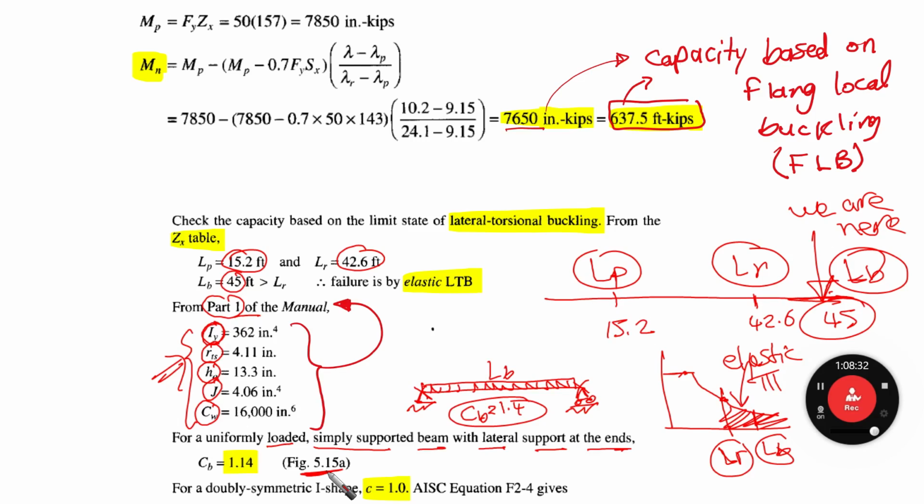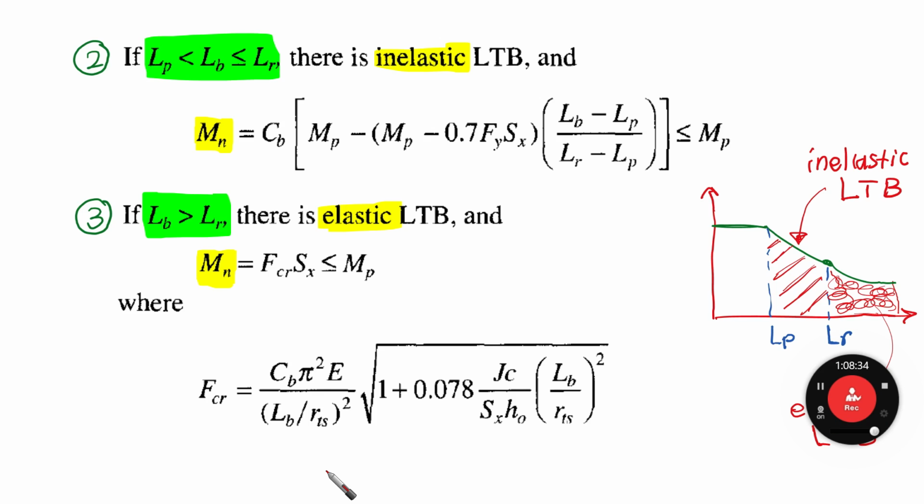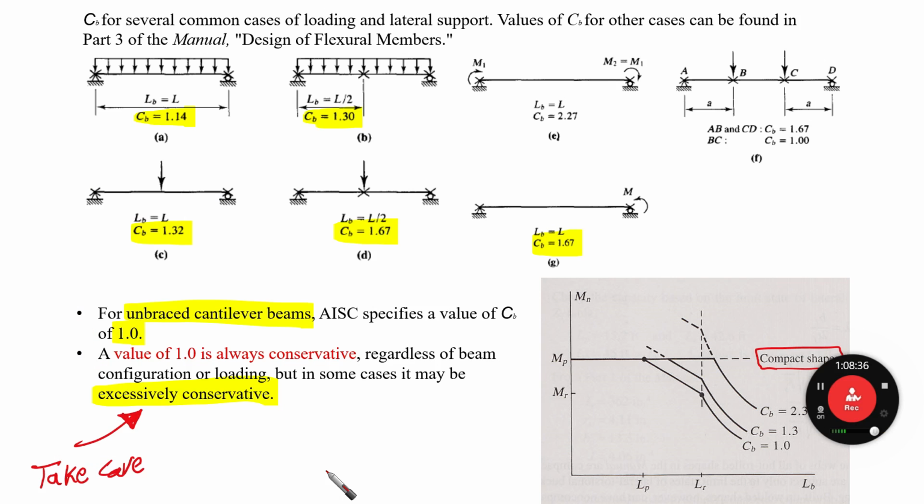And if we go back, do you remember when I was talking about the figures? Yes, this is here. This is our case. Okay, from where can I get it, from the manual? You can get it from part 3 of the manual, design of flexural members. You can find it there.